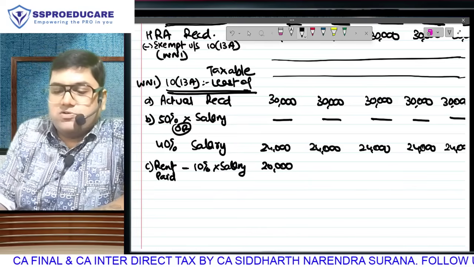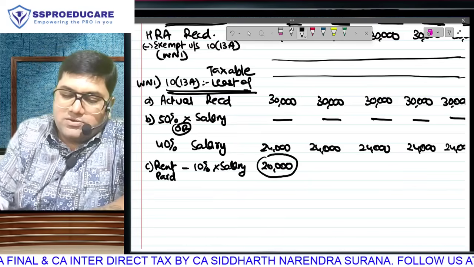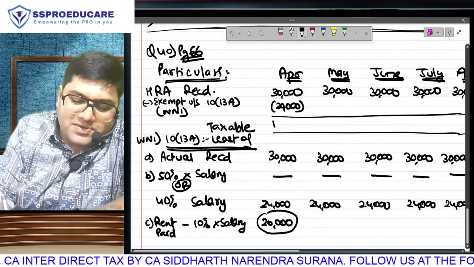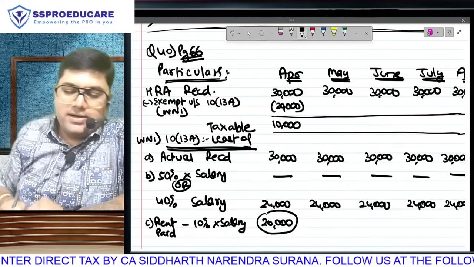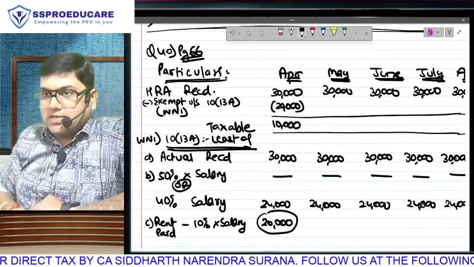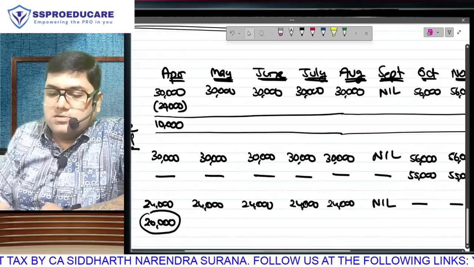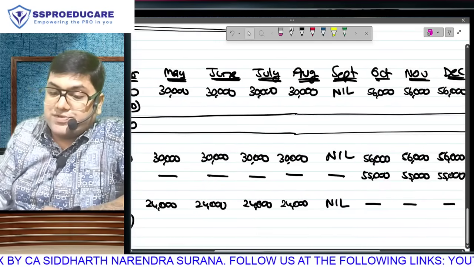So what is your exemption of April? 20,000. I write this 20,000. Observe the presentation, please, copycats. And 10,000 will come. You understand? Like this, you will do for May, June, July, August. You'll get the third limit. Obviously, choose whichever is lower.